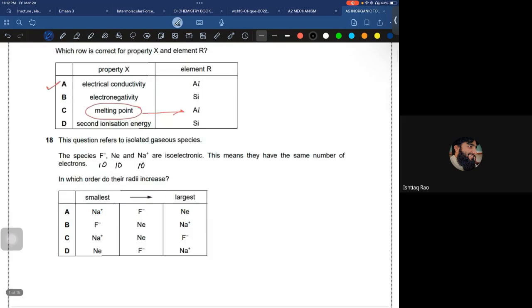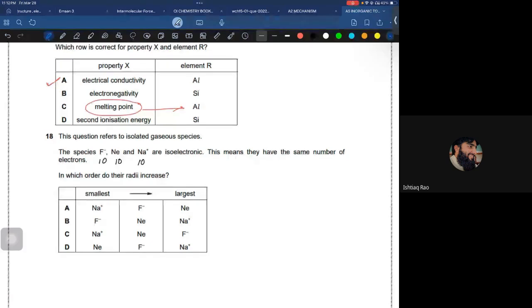Generally, let me tell you, cations have a smaller size than anions. This is the main point. The size of a cation is smaller than the anion. Keep writing these main points down, they will come in handy. So smaller should be the cation.